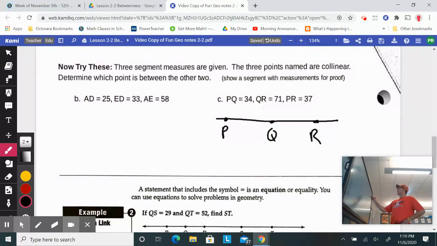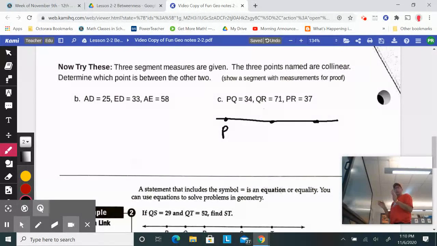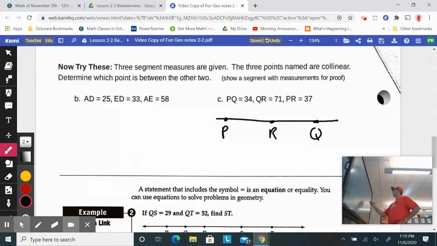If it is, P to Q is 34, that distance from here to here. From Q to R is 71. And if you add those together, that's going to be over 100. But it's supposed to be 37. So I know that can't work. So I go to my drawing board. I take my eraser or just redo it on another number line. Let me erase first. So I'm just going to switch the Q and the R around. Let's do P, R, and Q. Let's try R in the middle. Now that doesn't work. I have to put P in the middle.